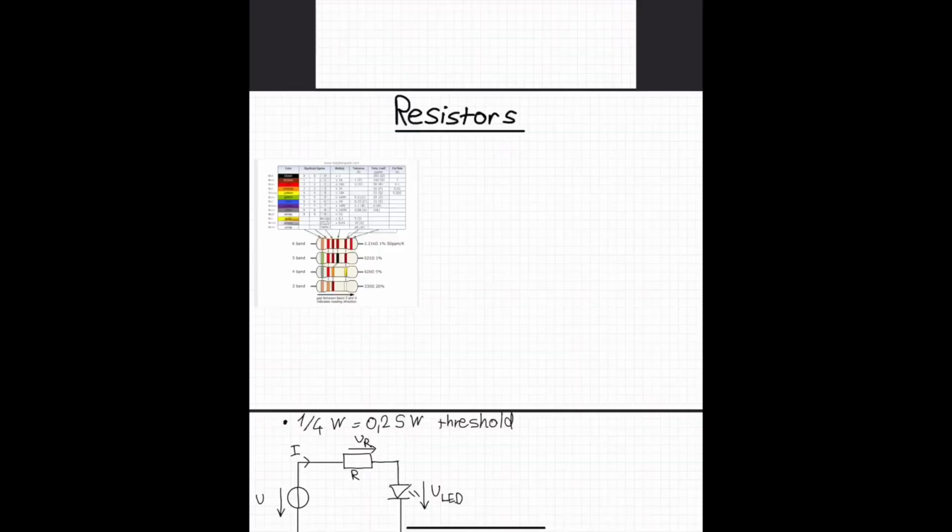Let's start. So resistors, on the left side you can see the color code for the resistance, from which you can read the value of your resistor using this international color code. The schematic symbol of the resistor is a rectangle.